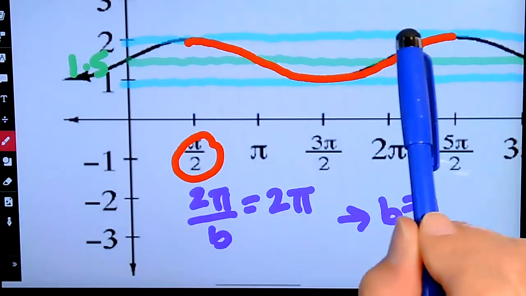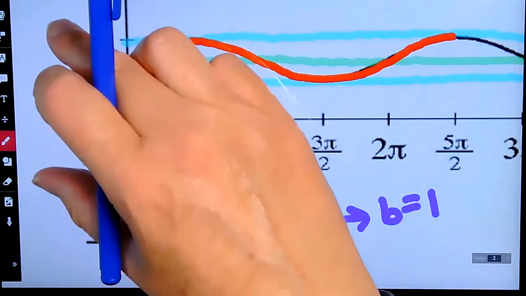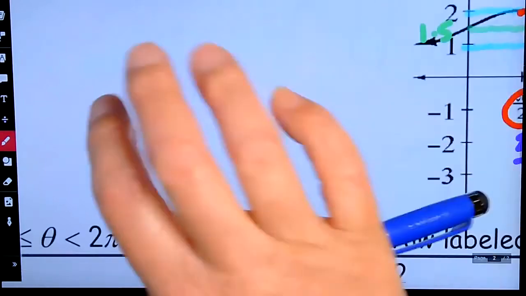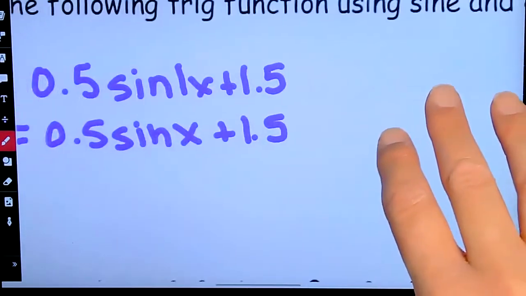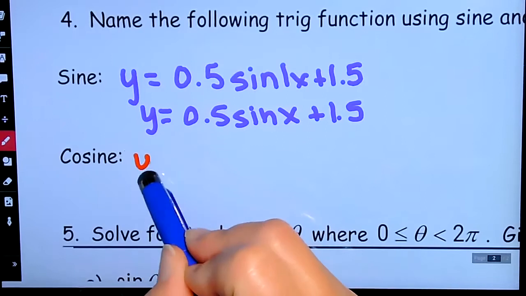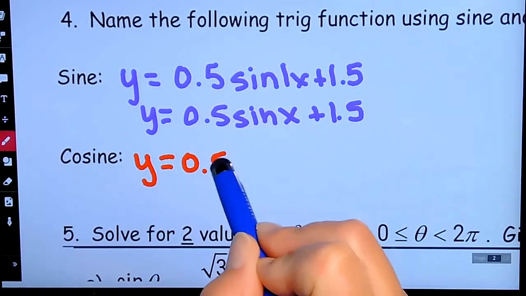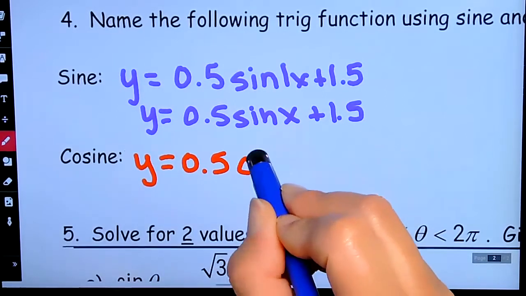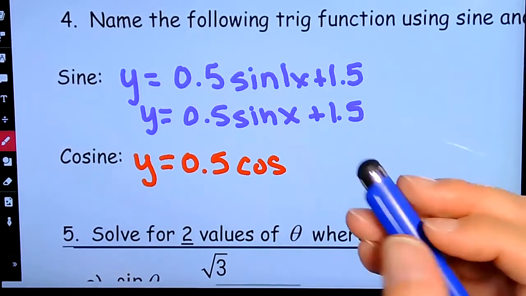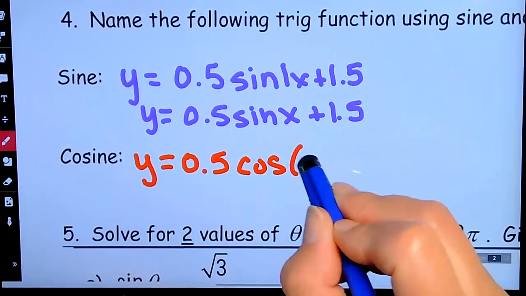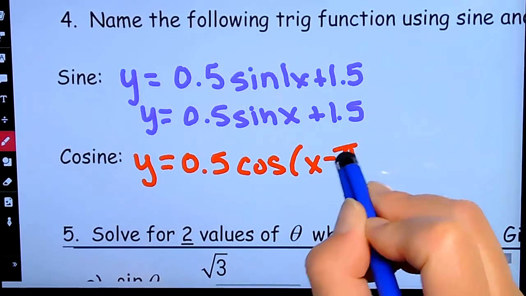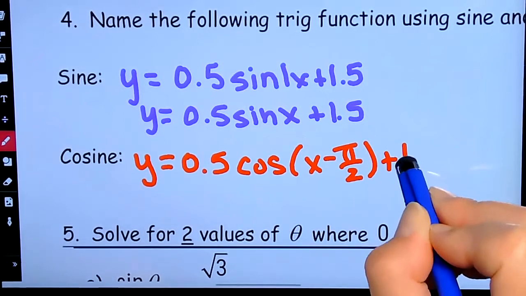It's positive because I'm starting at a high. I still have the same vertical shift, still have the same amplitude. And again, it's going to be positive because of how I decided to do my cosine graph. So again, I can put the 1 if I want or don't have to. I am starting at pi halves, so this is going to be x minus pi halves plus 1.5.